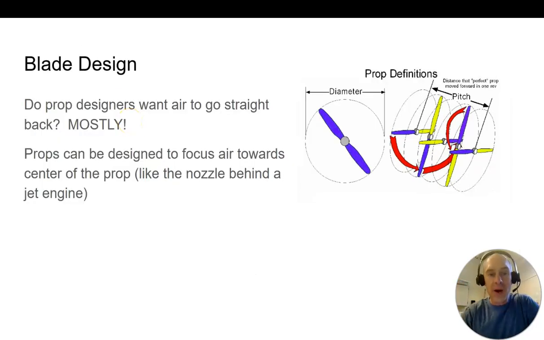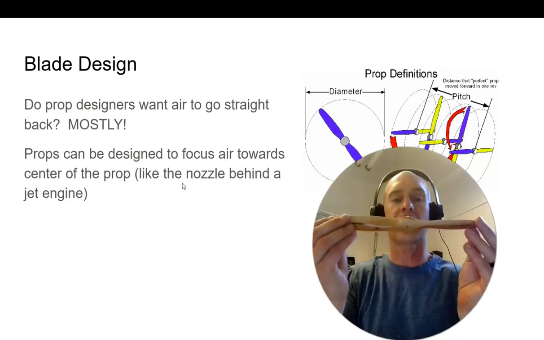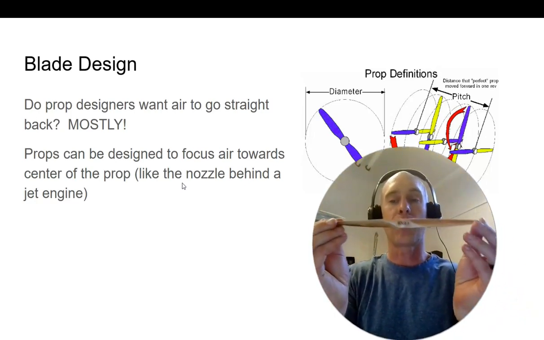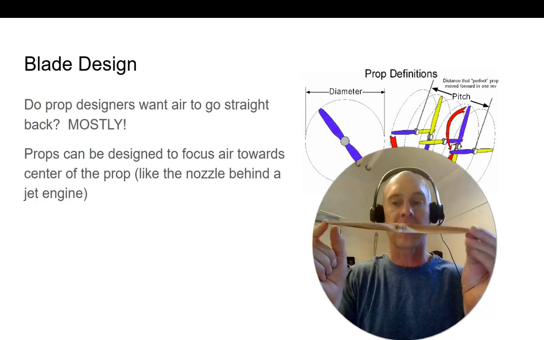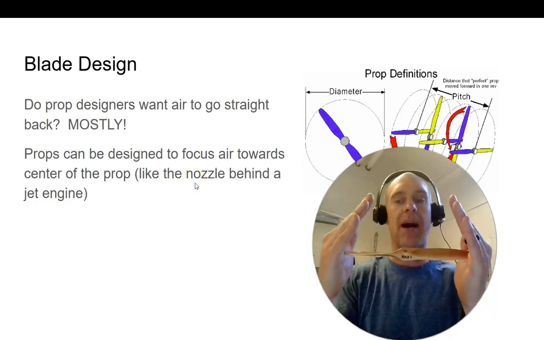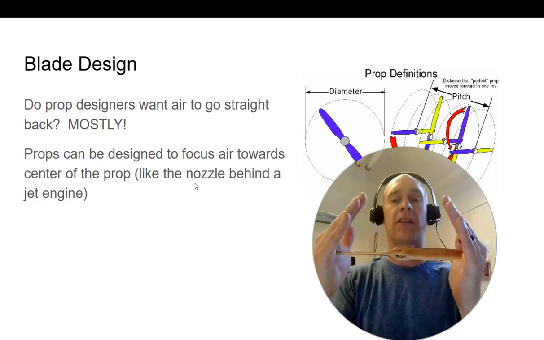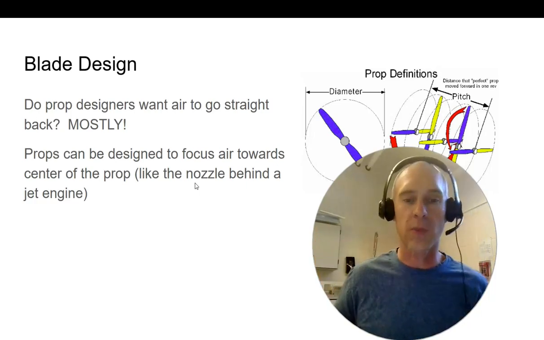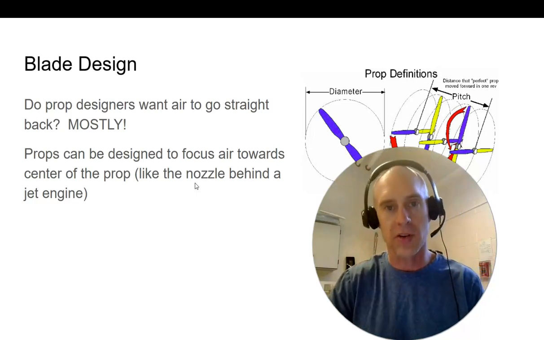So do prop designers want air to go straight back? Well, mostly prop designers can focus air towards the center of the prop by adjusting the angle ever so slightly so that you're pushing more air from the outside edges and a little bit less air in the middle, and that then focuses the air like a nozzle. If the outside air is moving slightly faster than the inside air, it's going to be focused. So that's one thing that prop designers can do to sort of focus air.